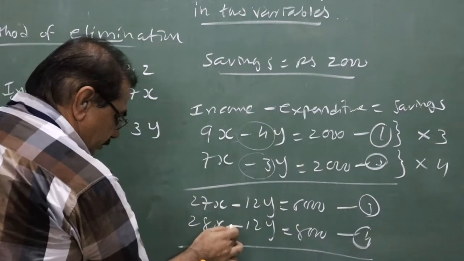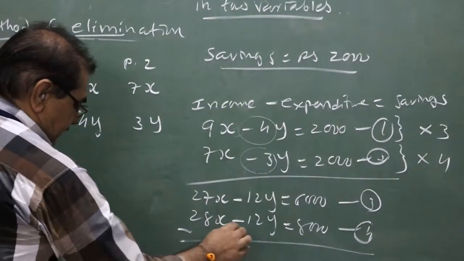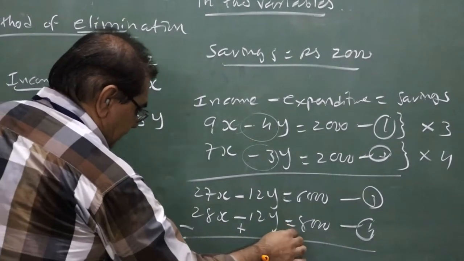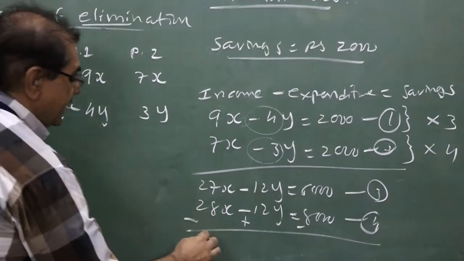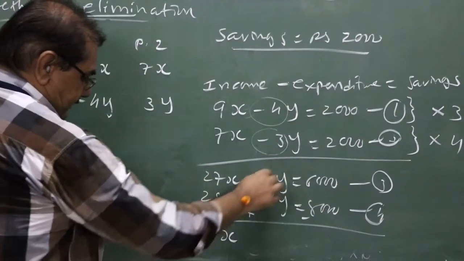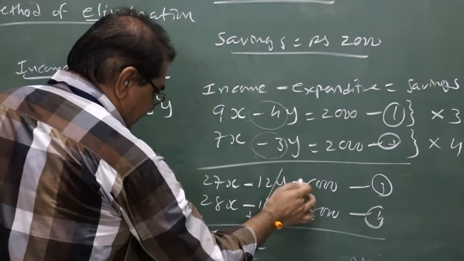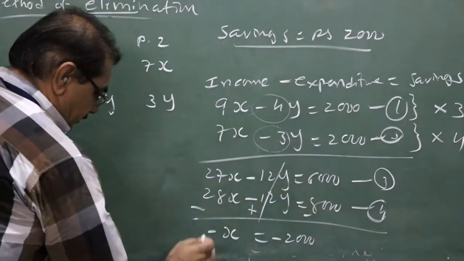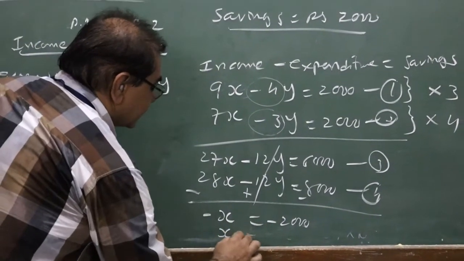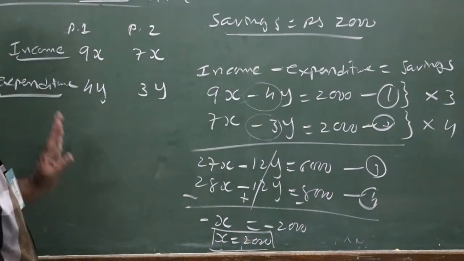Signs are the same, both are negative, so go for subtraction. Plus becomes minus, minus becomes plus, and plus becomes minus. Okay? 27x minus 28x is minus x, minus 12y plus 12y is gone, is equal to 6000 minus 8000, minus 2000. So the minus minus sign is gone. x is equal to 2000. I got the value of x.